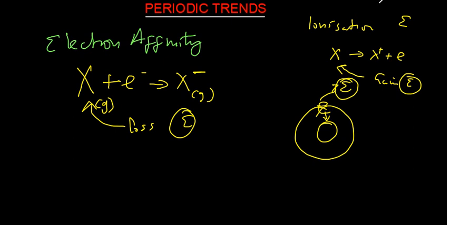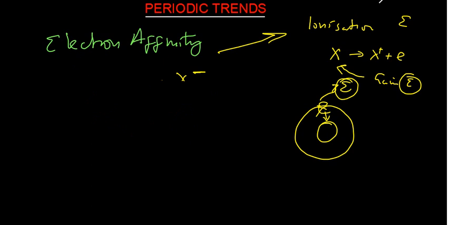So the first electron affinity is the energy that is lost for one electron to be gained. The second electron affinity is for the second electron to be gained. So electron affinity is the energy change associated with the addition of an electron to a gaseous atom. So it is the direct opposite to ionization energy.